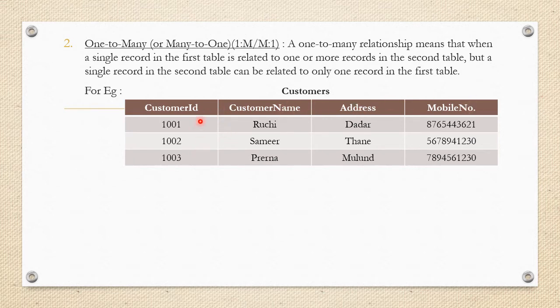And how many records are there? 3 records are there. 101, customer name is Ruchi. She stays in Dadar and this is her mobile number. 1002, customer name is Samir and he stays in Thane and this is his mobile number. Similarly, 1003 is another customer whose name is Prerna and she stays in Mulund and this is the mobile number of her. Okay, now I am having another table, that is orders table.